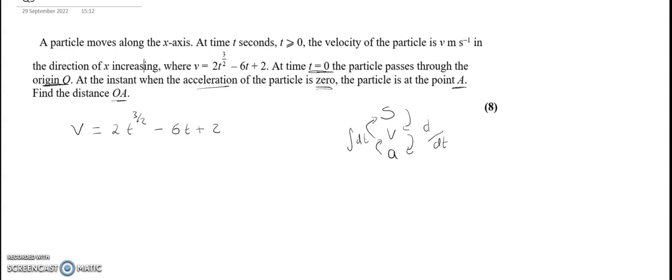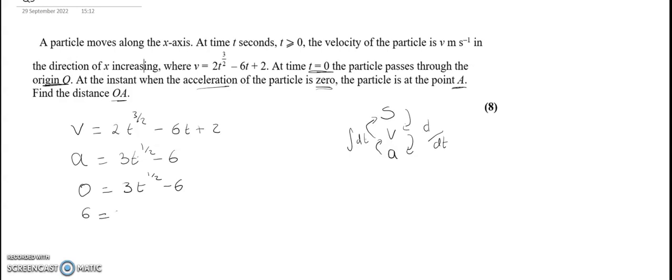Right. So I want to know when the acceleration was 0. So I'm going to differentiate my velocity equation to find my acceleration equation. And so that's 3t to the half minus 6. So that's our acceleration. And incidentally, if you did this, this gave you 2 marks. And then acceleration is 0.